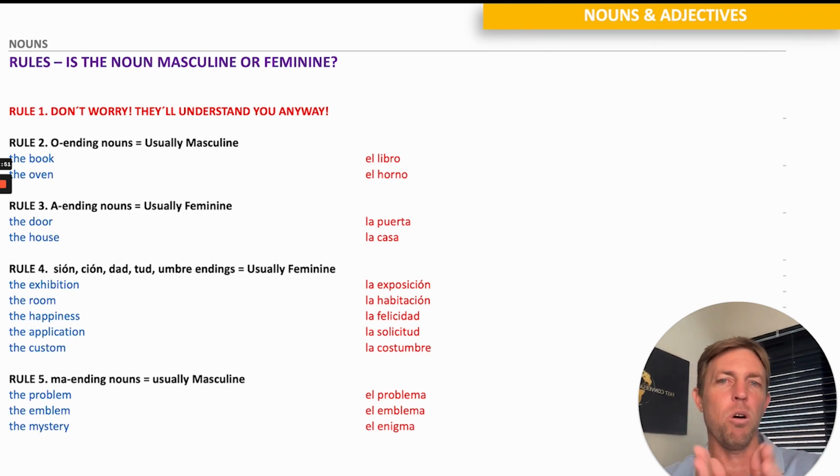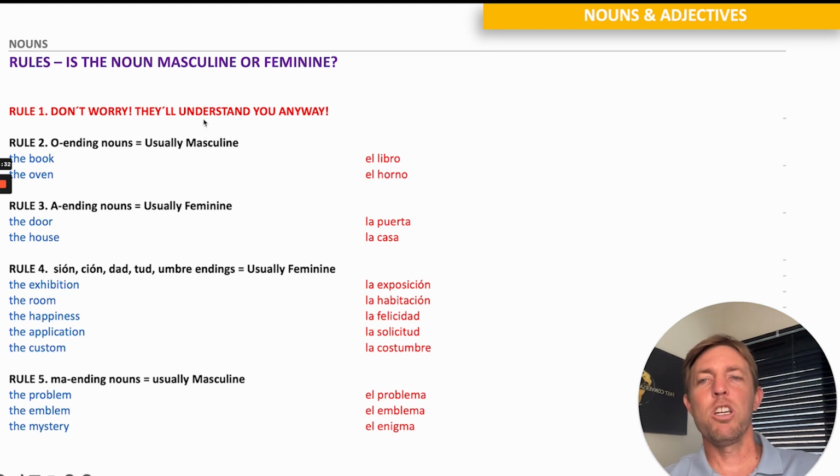Please do not lose sleep over gender nouns. Is it el libro or la libro? Is it el agua or la agua? Is it el cerveza or la cerveza? Please stop worrying. Okay? Why? Because if you get it wrong, they'll understand you anyway. All right? As long as you know that libro is book, right? And oven is horno. If you say la libro and la horno, it won't make a bit of difference in terms of you understanding them or they understanding you. And when they speak, if you know libro and horno, you won't have any trouble understanding them either, because you know what they're talking about.